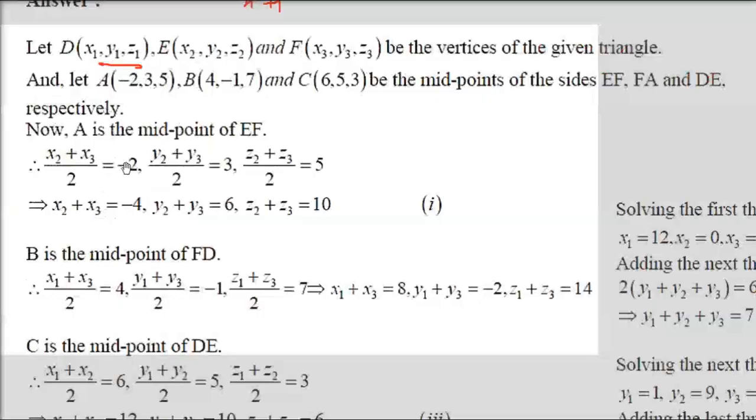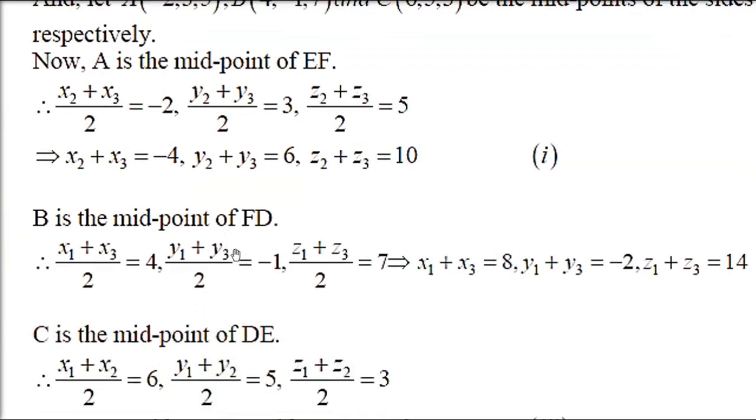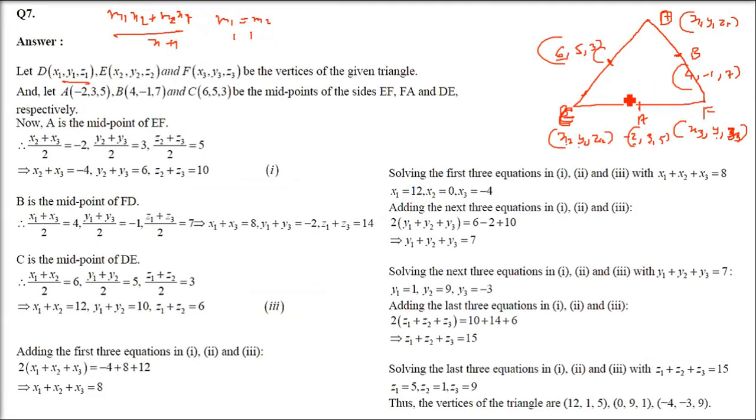So the relationship which we are going to get is (x2 plus x3) by 2. So x2, x3 you get, y2, y3 you get, z2, z3. And you have to take the midpoint of the other side, I just told you. The same kind of, similar looking relationship you will get. So this is for the third one. If C you take, it will be x1 plus x2, y1 plus y2, z1 plus z2.